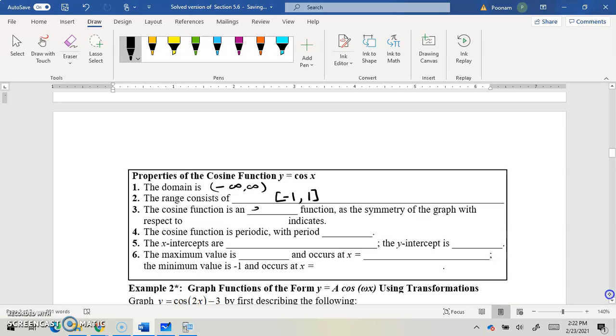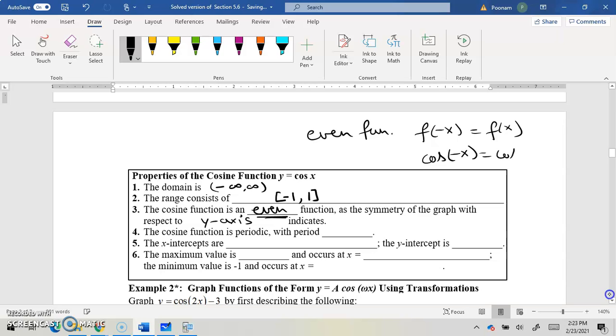The cosine function is an even function. That means it is symmetric with respect to the y-axis. What does even function mean? A function is called an even function if f of negative x is equal to f of x. And we learned that cos of negative x is equal to cos of x. So cos is an even function, so it is symmetric with respect to the y-axis. The cos function is also periodic, meaning it repeats itself after every 2 pi.